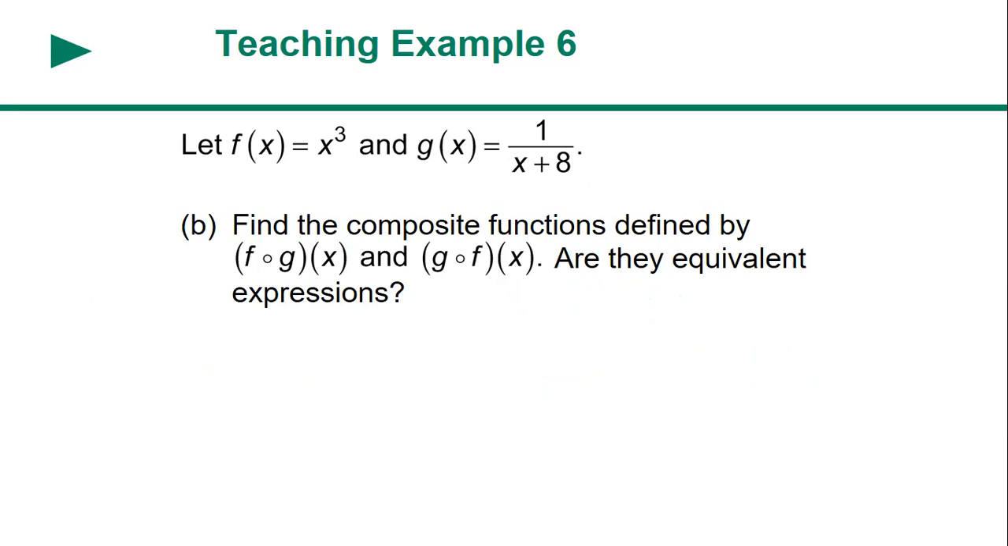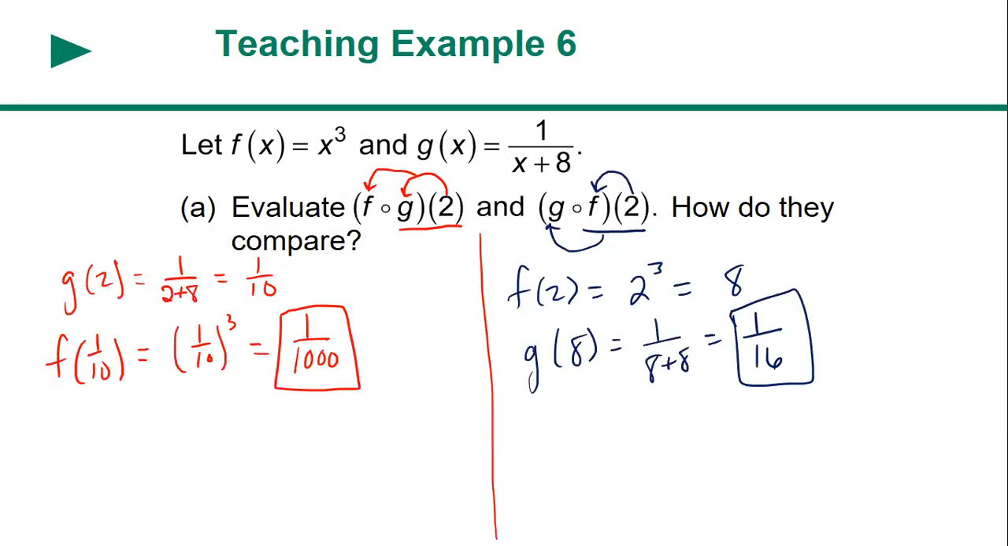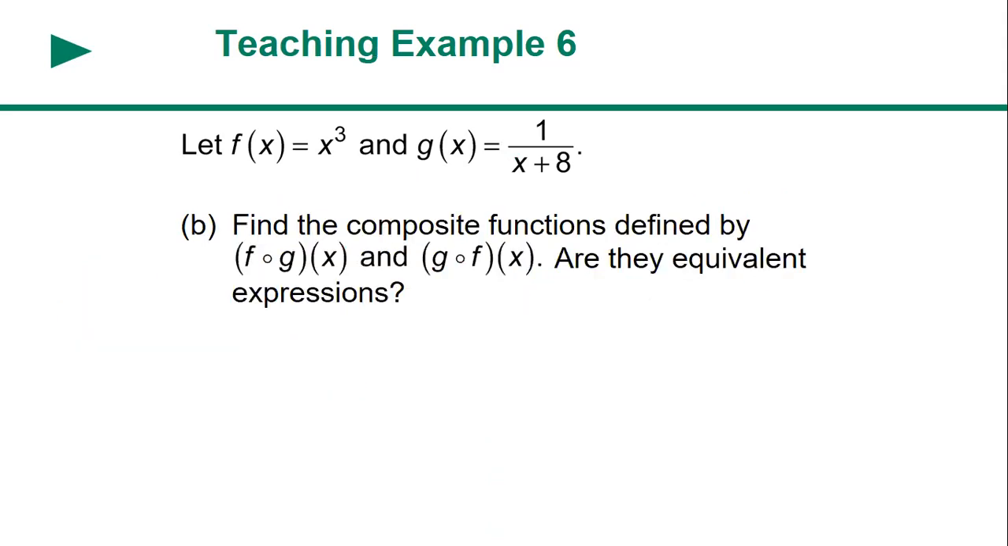All right, now, this time we are creating new functions. So in the previous one, we were evaluating because we had a value, right? Now it says compose functions defined by composition, okay? So we want to put the function into itself, the whole thing, and simplify. All right, and then it's asking, do they create the same equation or not? What are you looking for?